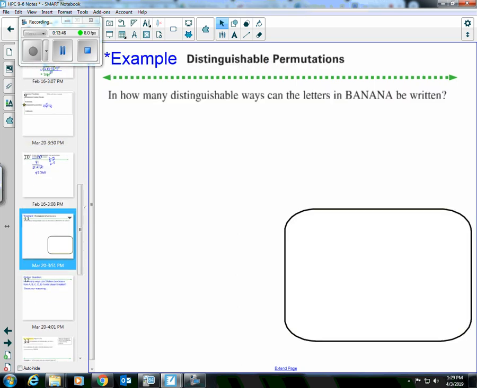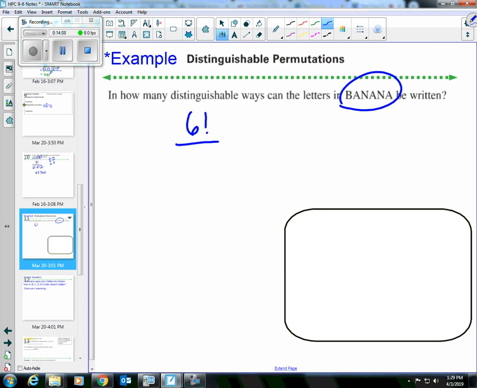Okay, getting to that idea, how many distinguishable ways can the letters in banana be arranged? I love this, it always makes me think of the little minion guys. How many different ways can that be written? Well, how many letters do you have total? We count them up: 6, right? So that's 6 factorial. Do we have any repetitions? It looks like we have 3 A's. How many ways can we arrange 3 A's? 3 factorial. And then we have 2 N's, so 2 factorial.